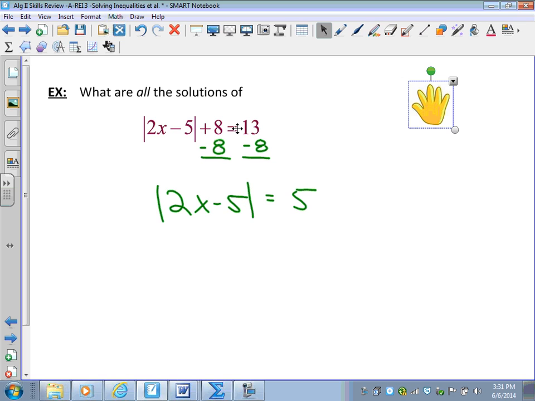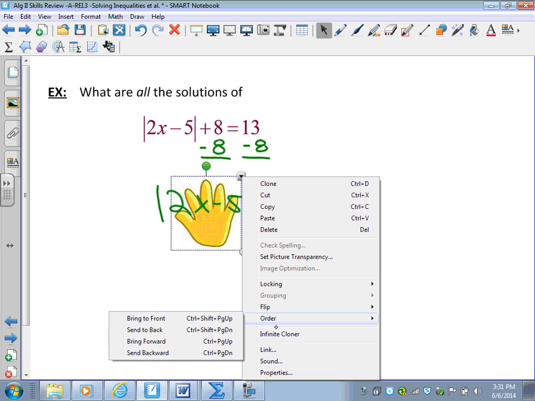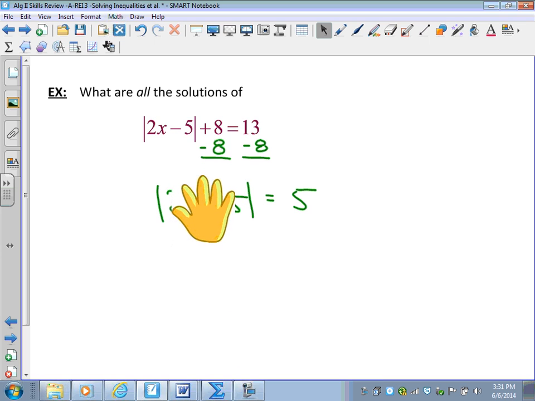So here's what I'm going to do now. And you folks may already remember how to do this. I'm going to bring my little hand over here. Oh, and I wish this was on top. Let's put this on top. Bring the front. Okay. So it's on top. So it's covering this up. I'm doing that for a reason. I want you to think, okay, I'm covering this up. What could be in the absolute value? If I take the absolute value of something and I get 5, what could be in there?